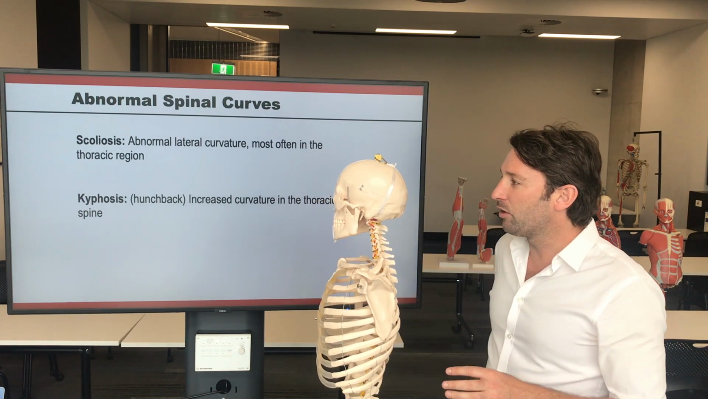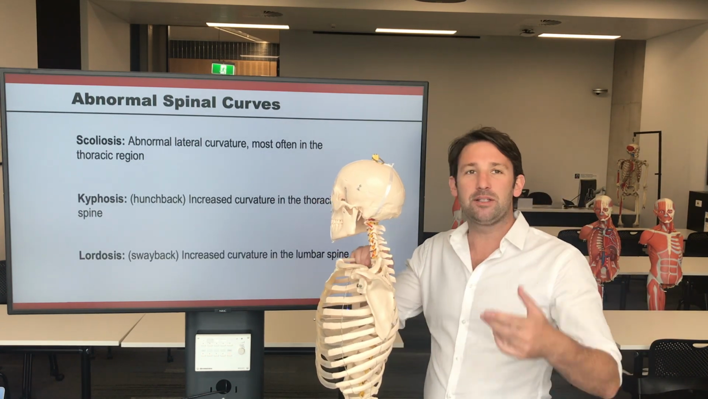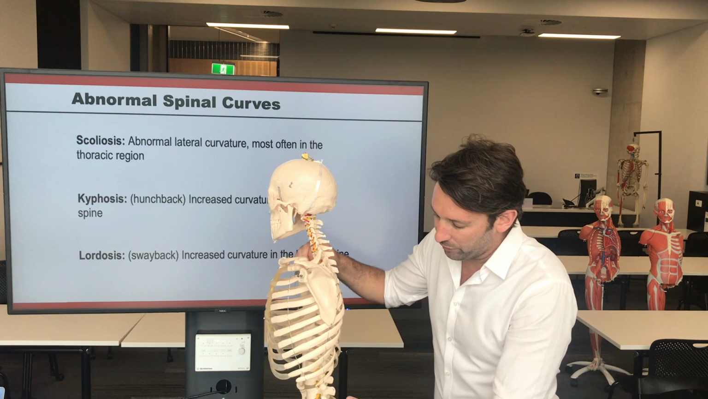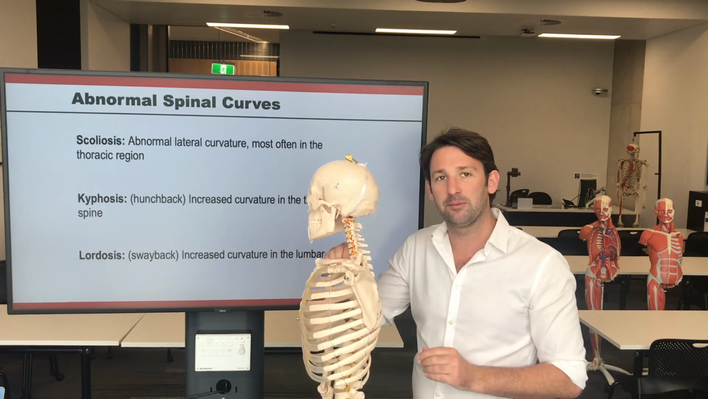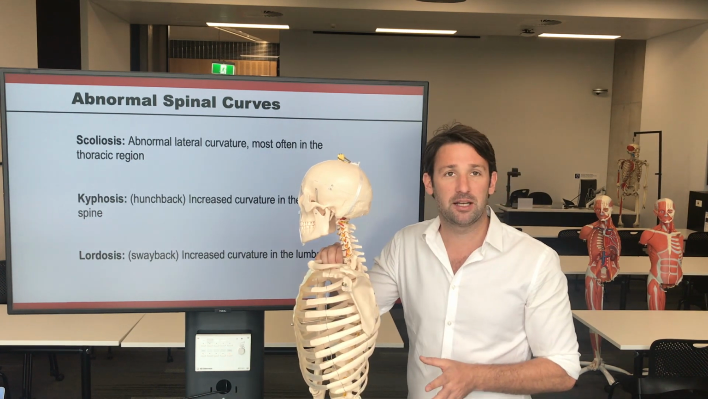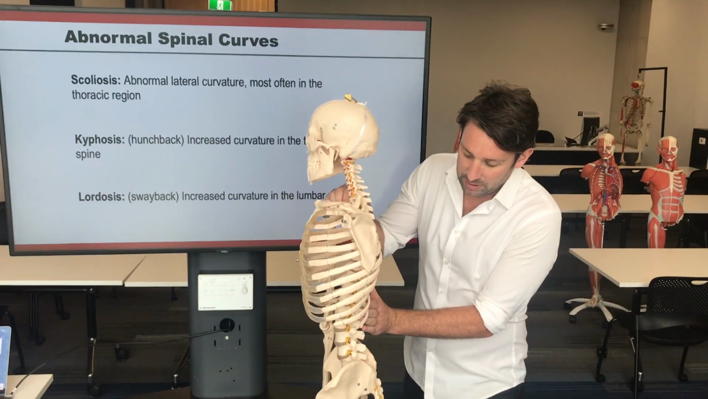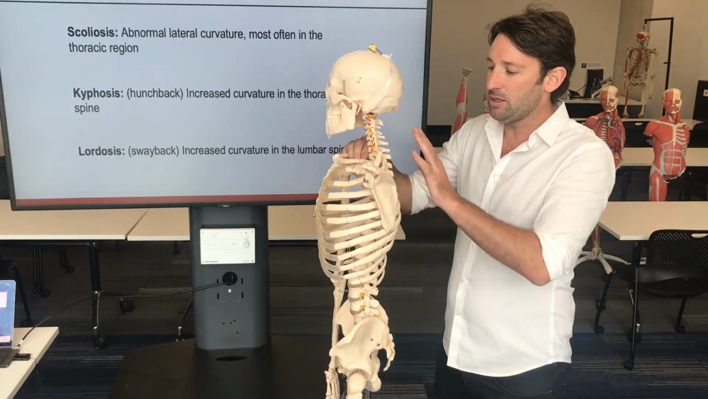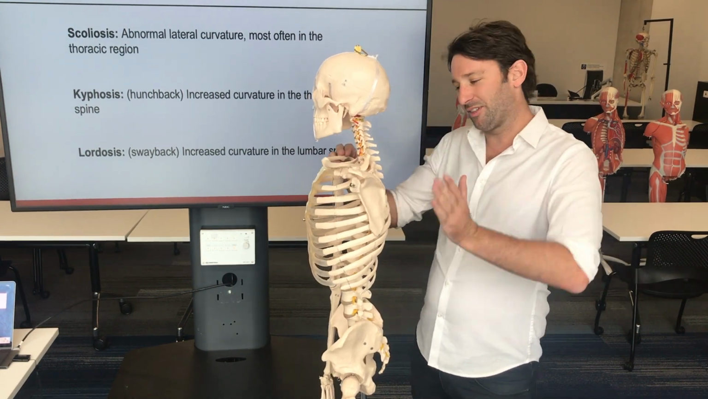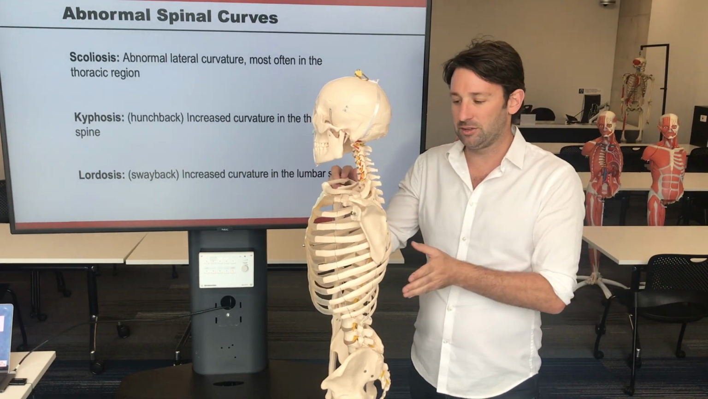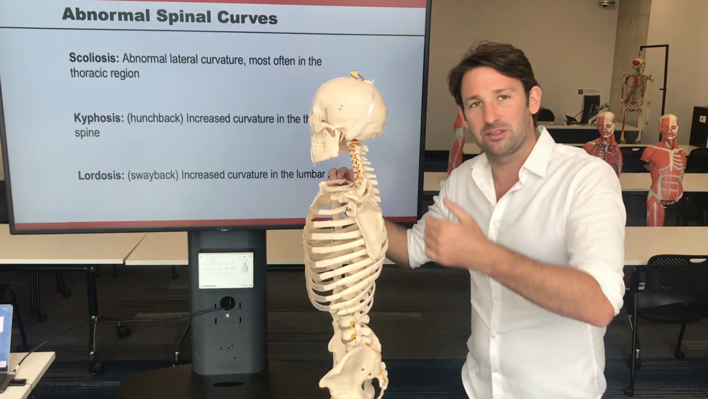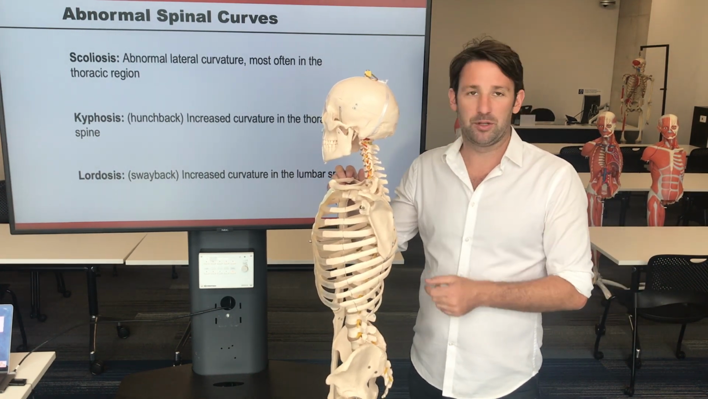And then finally, we've got lordosis. Lordosis is an increased curvature of the lumbar region. We know it's already curving that way, so if you've got an increased curve through this area, you would see the stomach perhaps sticking out and bum perhaps sticking out. So three common abnormal curves: scoliosis, a lateral curve through the thoracic region; kyphosis, an increased curvature of the thoracic region; and lordosis, an increased curvature of the lumbar region.